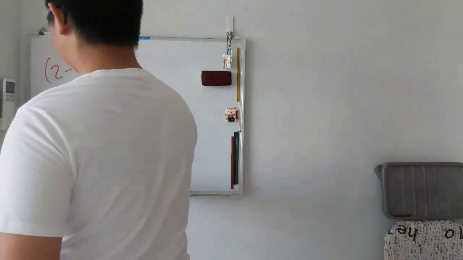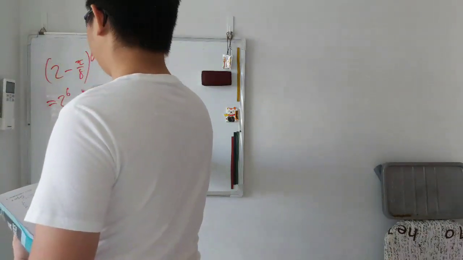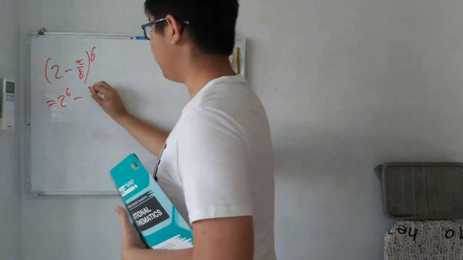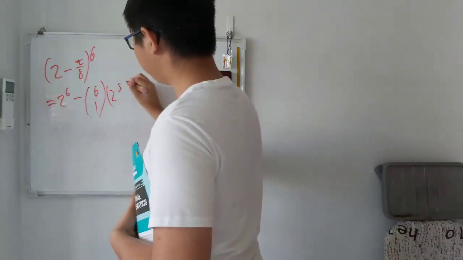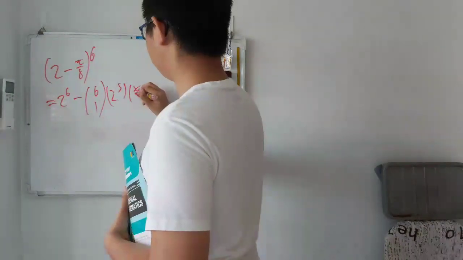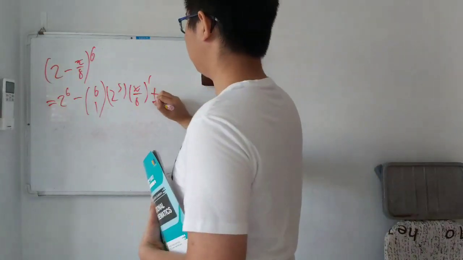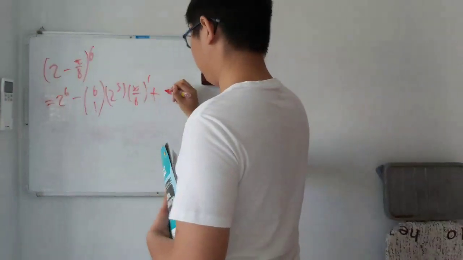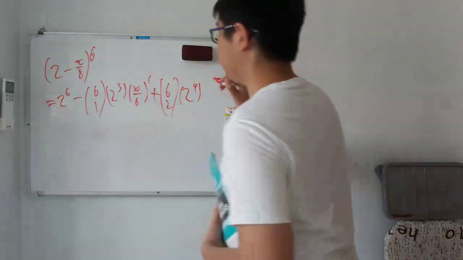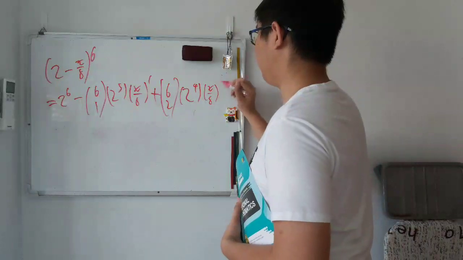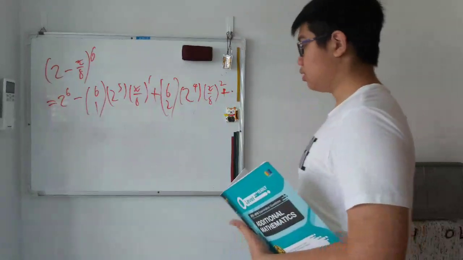So this is equal to, we don't need to write the first coefficient because that's just 1. So we have 2 to the power of 6. But this is a minus, so let's just minus here. Then this will be 6 choose 1, 2 to the power of 5, x over 8 to the power of 1. Plus, because this will be positive now, 6 choose 2, 2 to the power of 4, x over 8 to the power of 2, and we can plus dot dot dot here because we only need the first three terms.